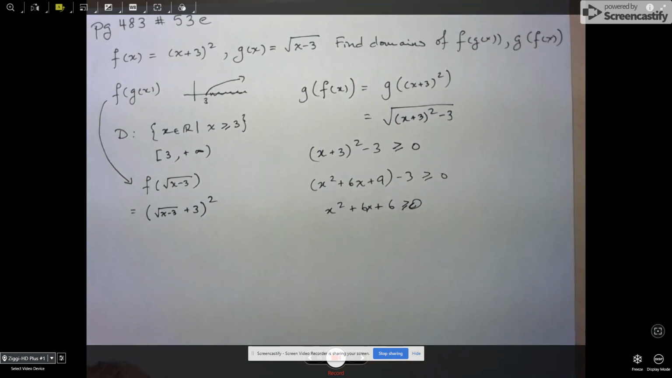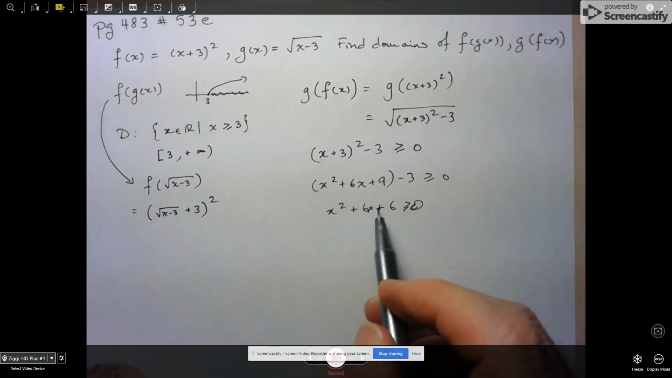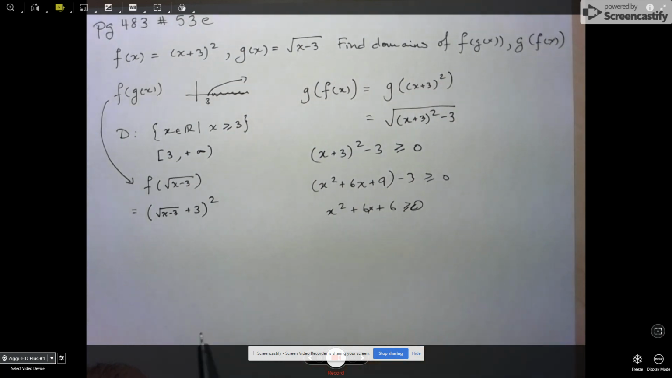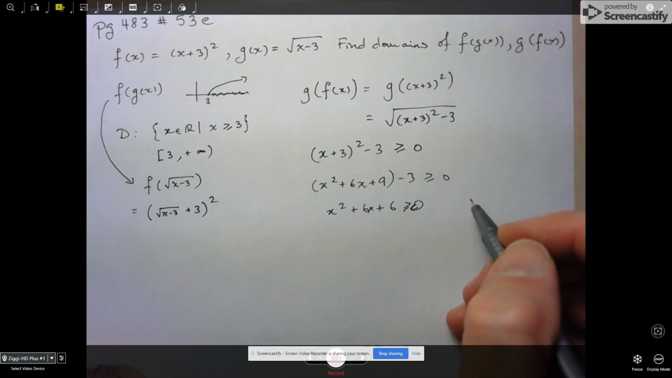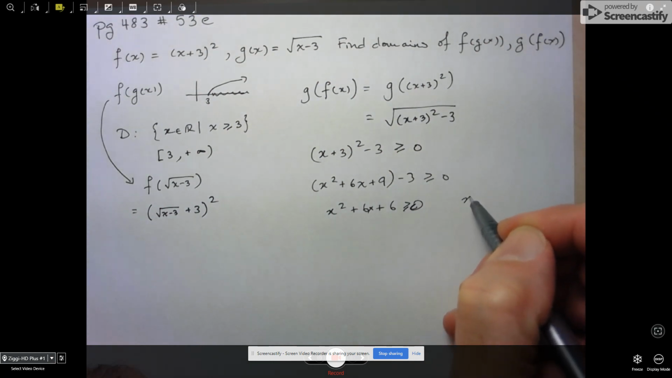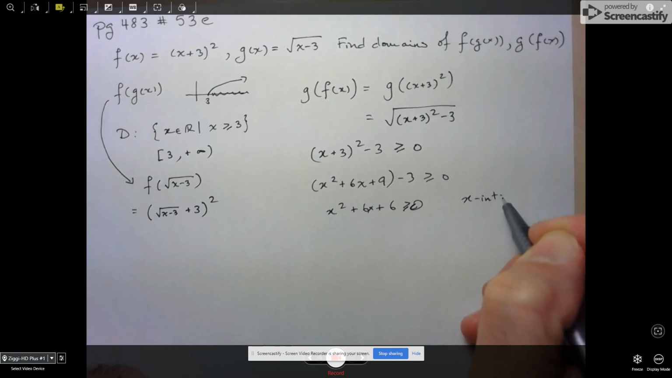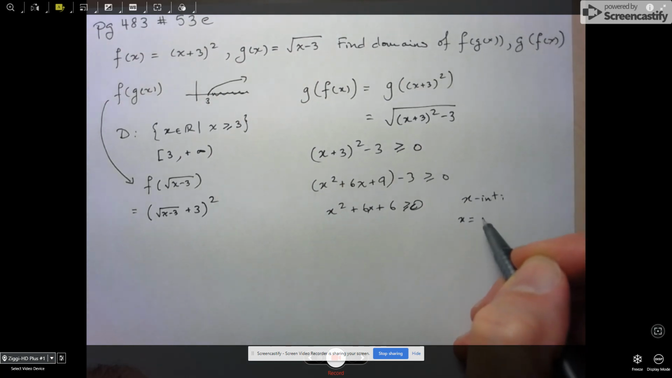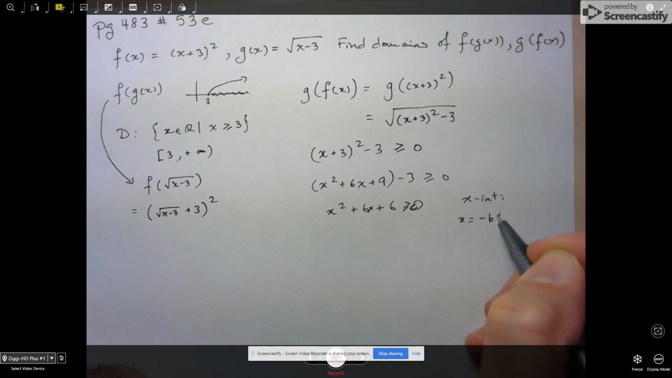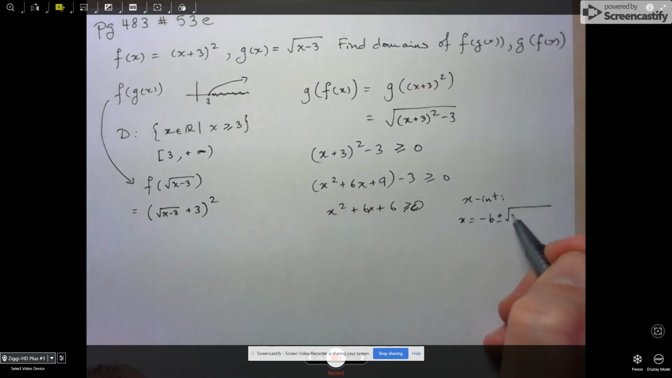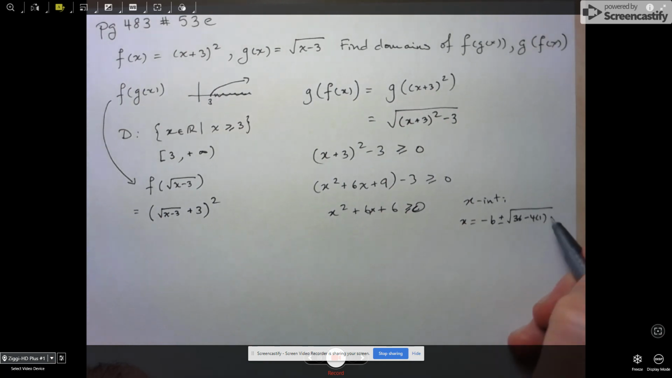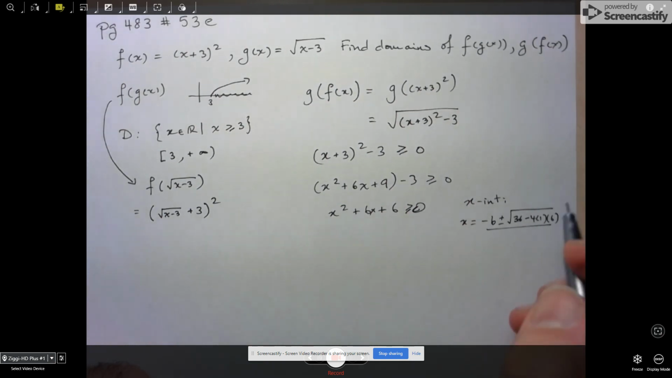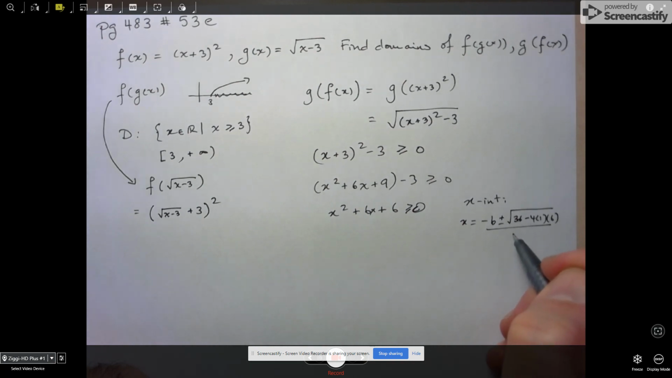All right. Now, ideally, I would factor this to find the zeros, so I can draw my number line and figure out where this is greater than or equal to 0. But here, this is not going to be factorable. So I'll use the quadratic formula to find the x-intercepts. The x-intercepts here make this equal to 0. So x is going to be equal to negative b, which is negative 6, plus or minus square root of b squared, which is 36, minus 4 times a, which is 1, times c, which is 6, all over 2a. So it's 2 times 1, which is 2.